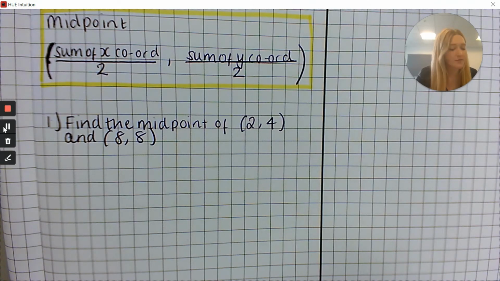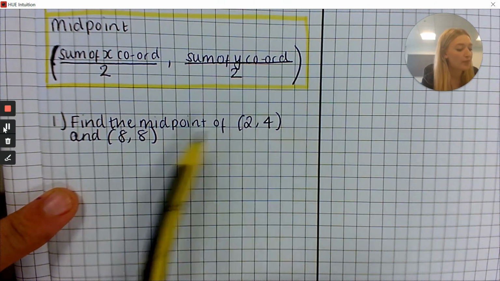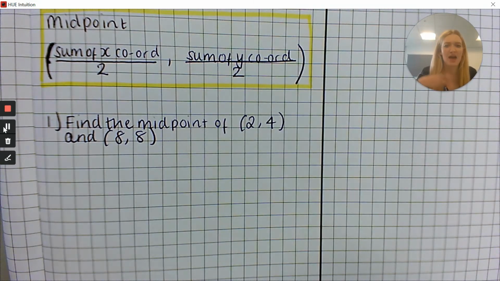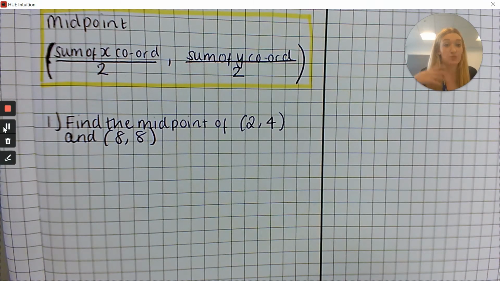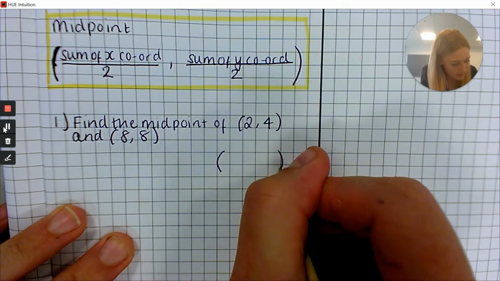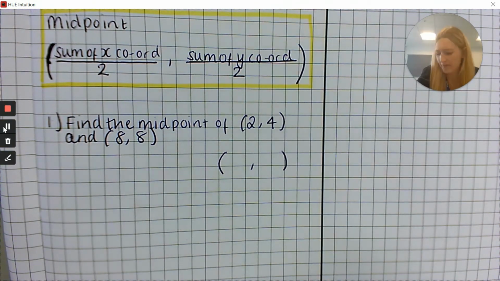Okay, so I've got my first question here. Find the midpoint of (2, 4) and (8, 8). Now, I know that I'm going to be dealing with x coordinates and y coordinates. So before I start, I need to know which number tells me x and which number tells me y. Can you have a think?